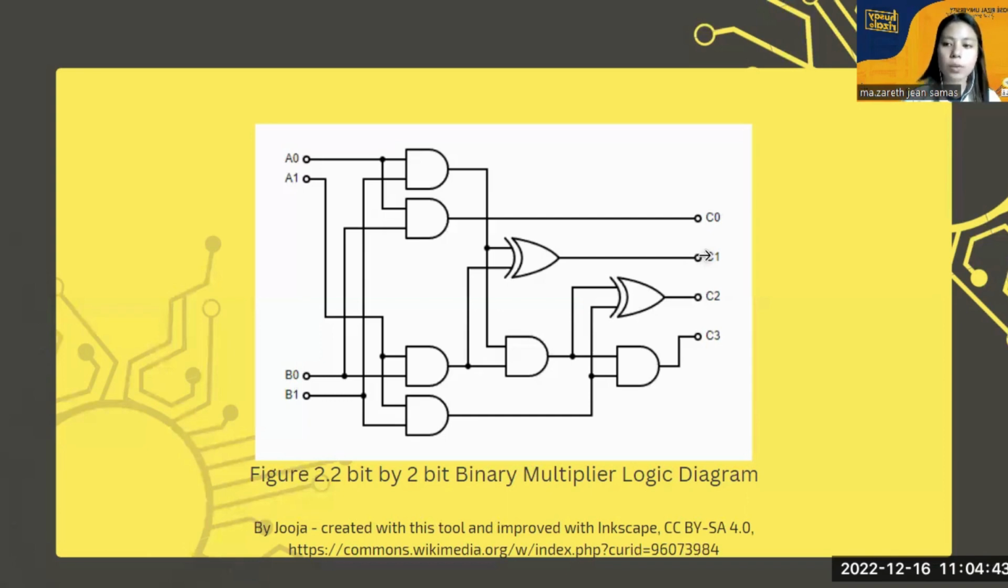the second half adder will take in the carry output of the first half adder and the fourth AND gate as inputs. The sum output of the second half adder will be the third output labeled as C2, and the carry output will be the fourth output labeled as C3. And that's it. By using four AND gates and two half adders, we can create a logic diagram for a 2 by 2 binary multiplier.